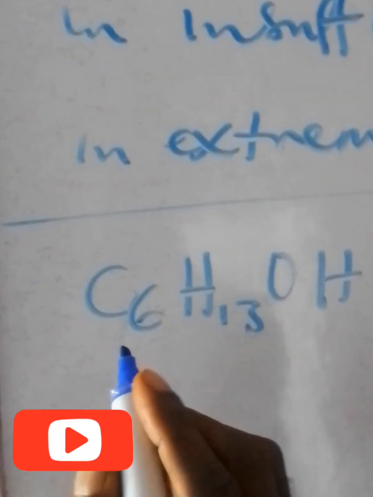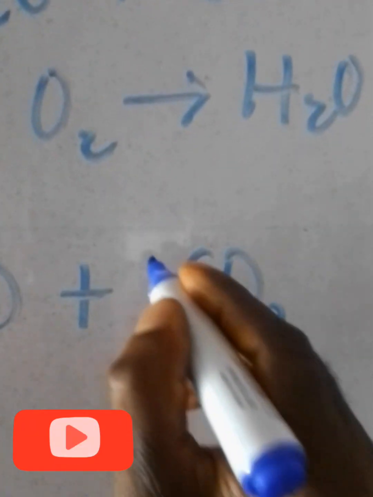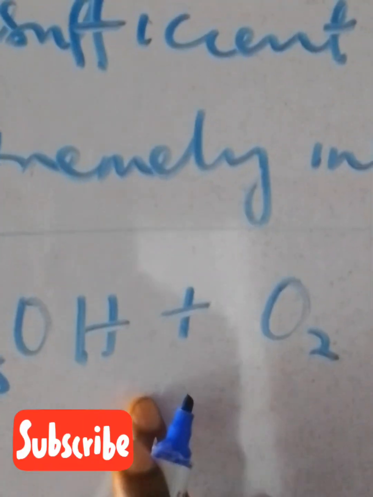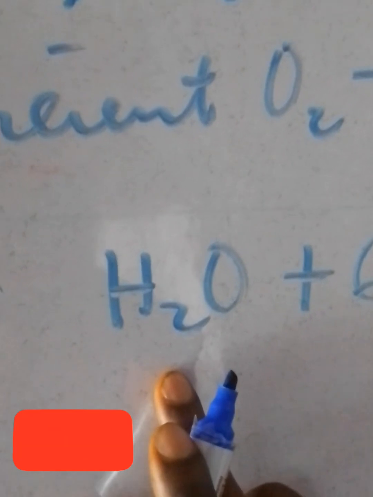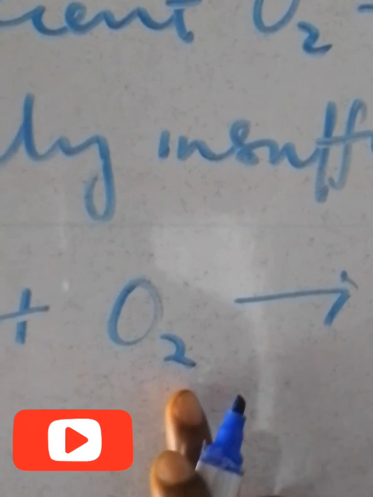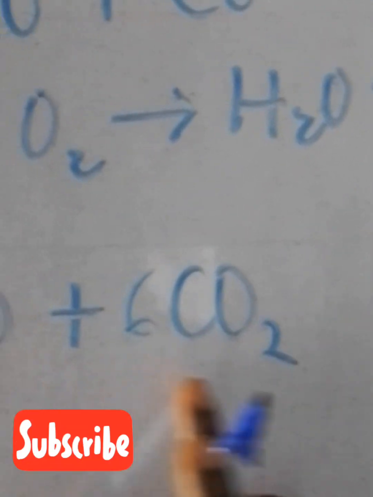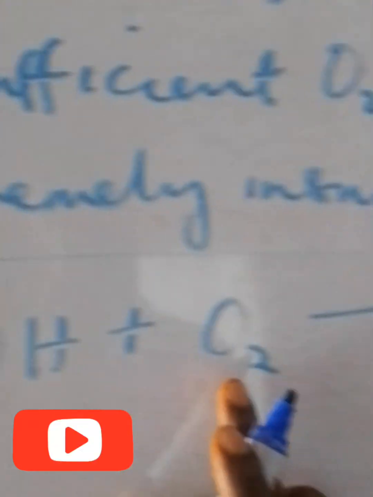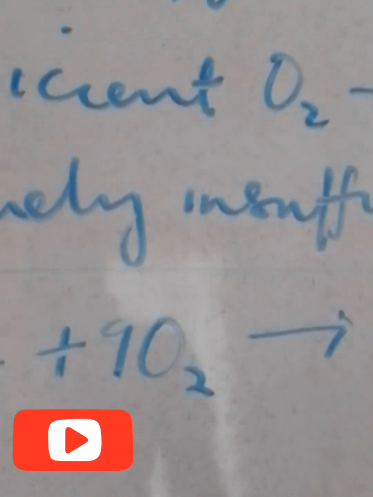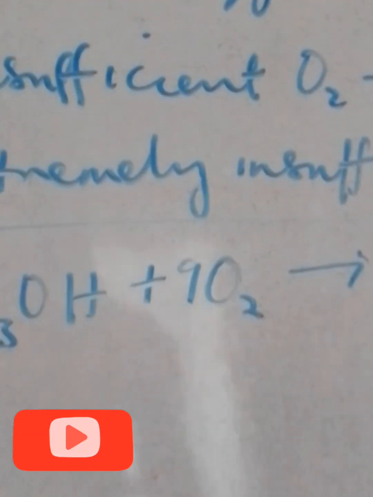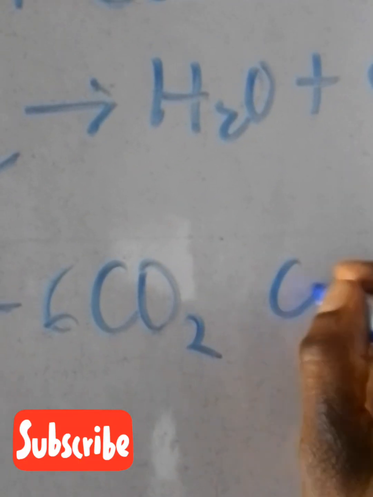To balance the equation, carbon is 6 here. We come here and write 6 at the back of carbon dioxide. Hydrogen is 13 plus 1, that is 14. To have 14 here, we write 7 at the back of water. Oxygen is 1 plus 2, 3, and 7 plus 6 times 2, 12. 12 plus 7 is 19. To create 19 here, 1 is already here, remaining 18, we write 9. So this is complete combustion.